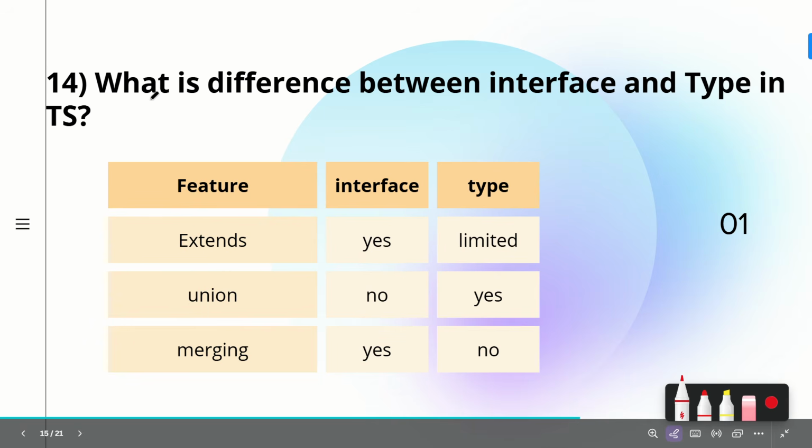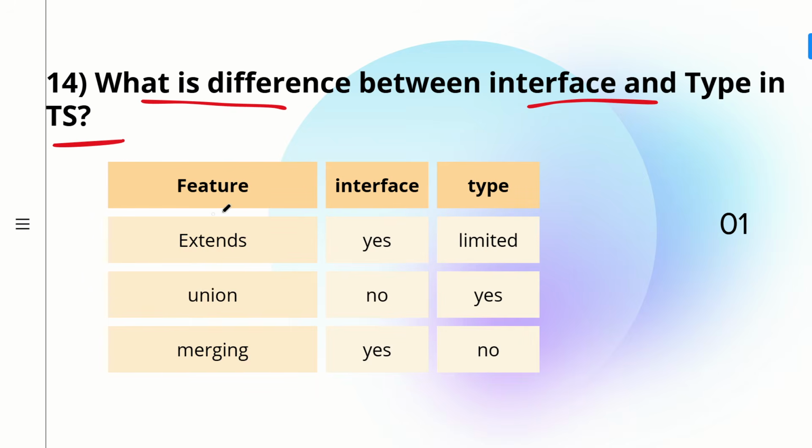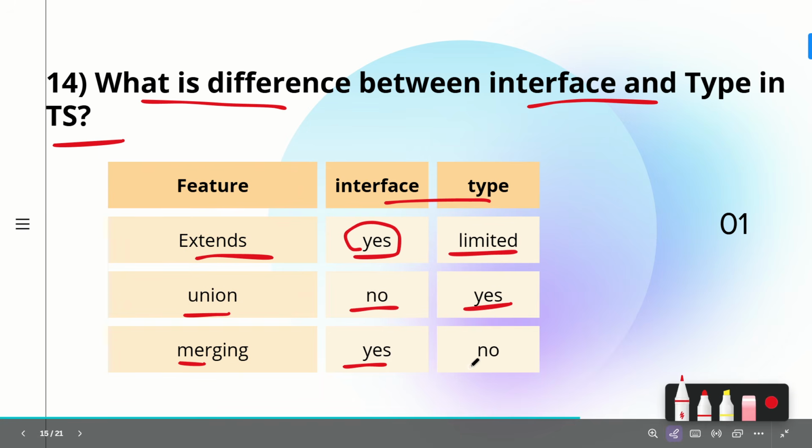Let's get into 14th question. What is difference between interface and type in TypeScript? So difference between interface and type is extendability. In terms of inheritance, we can do that in interface, but with type it is limited. We cannot achieve extends in type. Then we have union. In interface we cannot do the union, but with type we can do union. And merging is possible in interface, with type it is not possible.